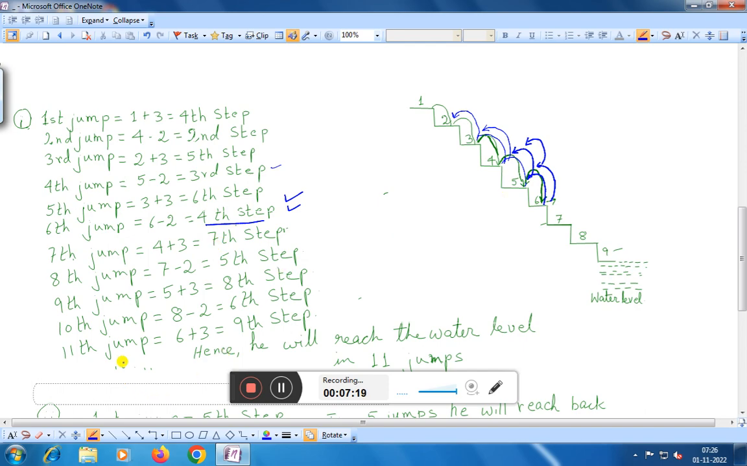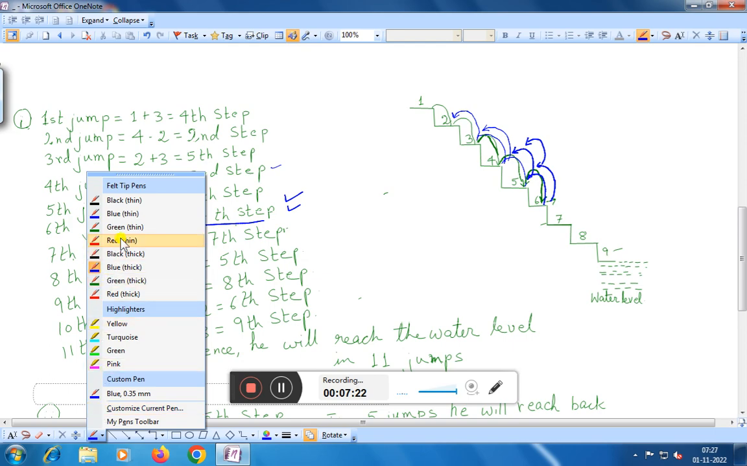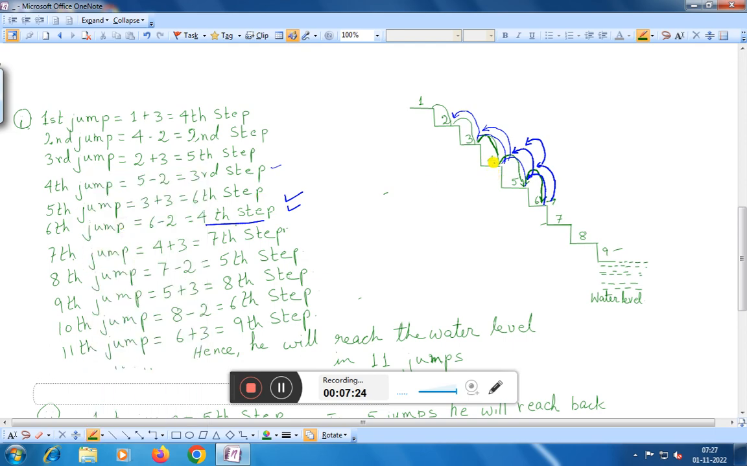We are representing 4 plus 3 here by green. Here it is 4, and 3 means 5, 6, and he comes to the 7th step, right? He comes to the 7th step. Here you see this is the 7th step.